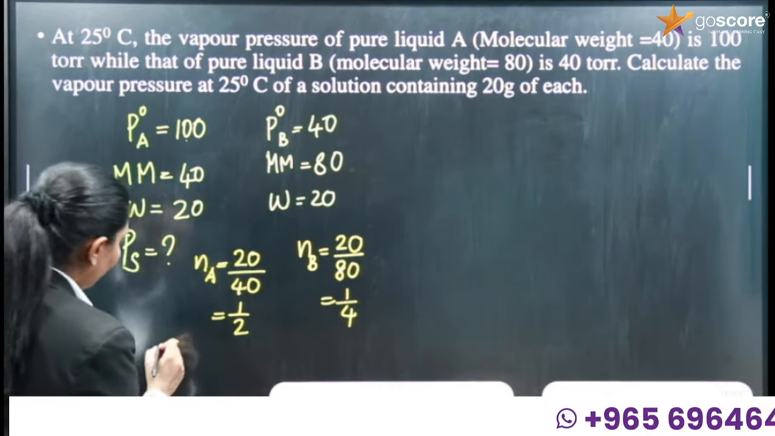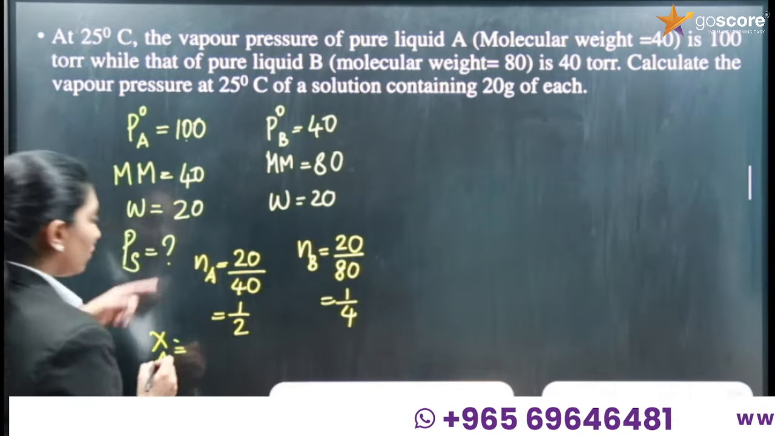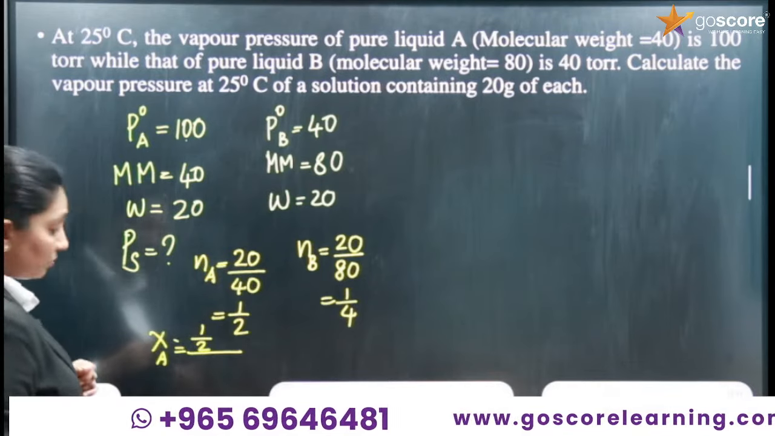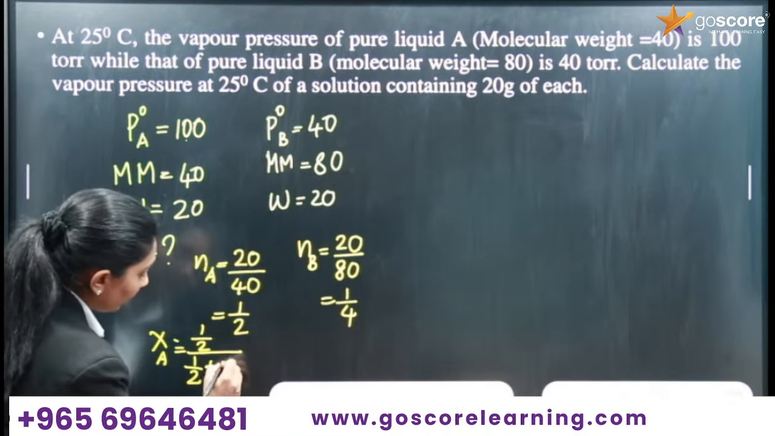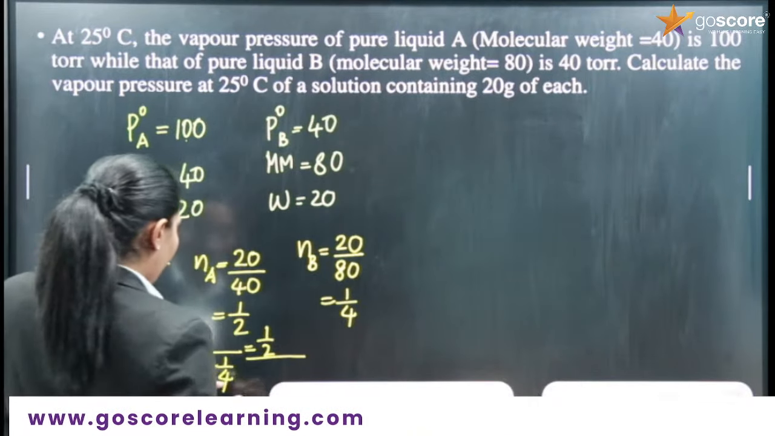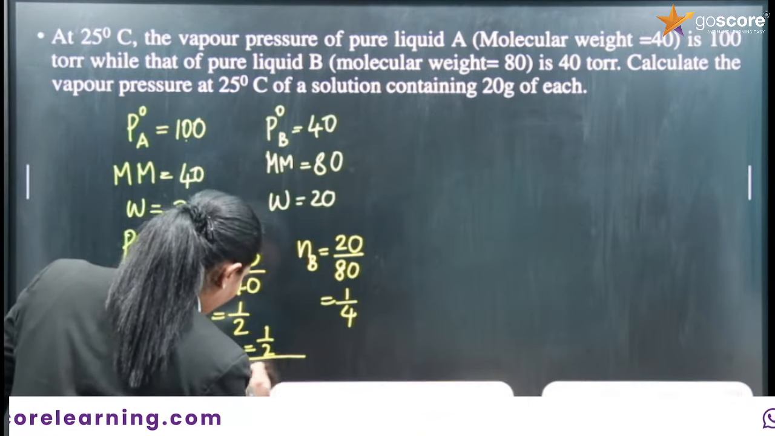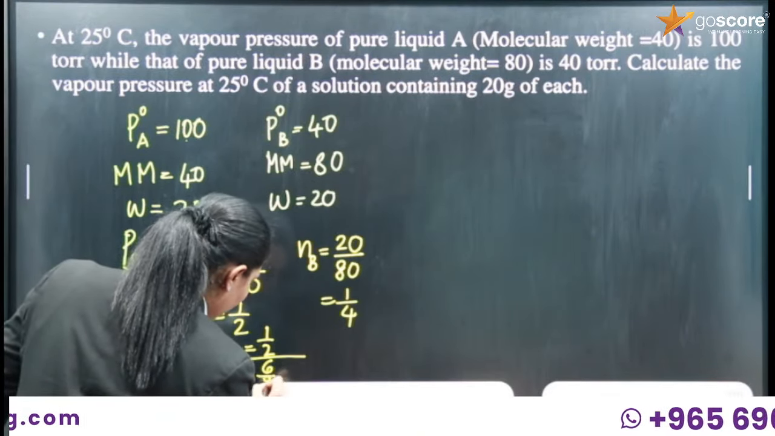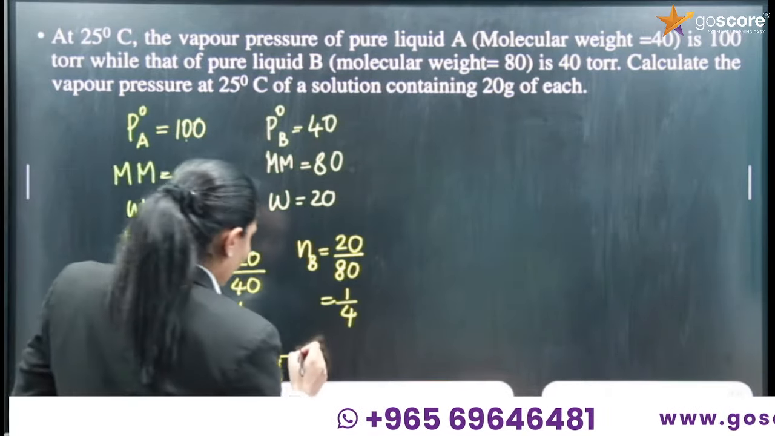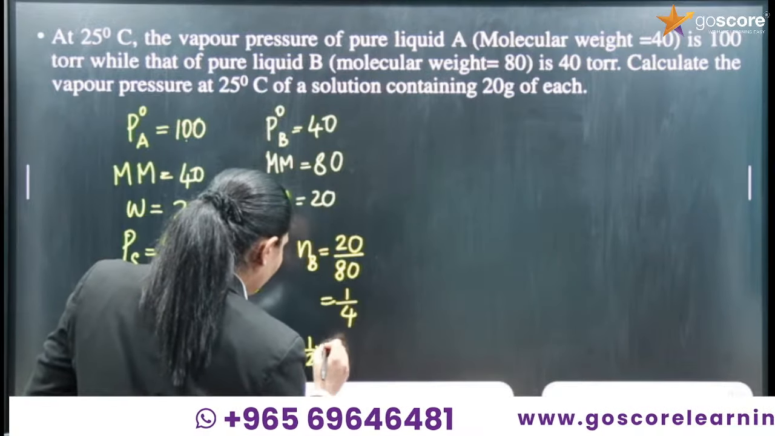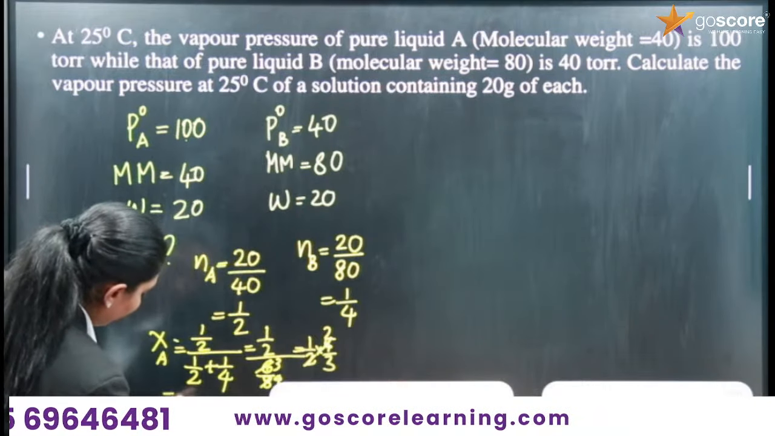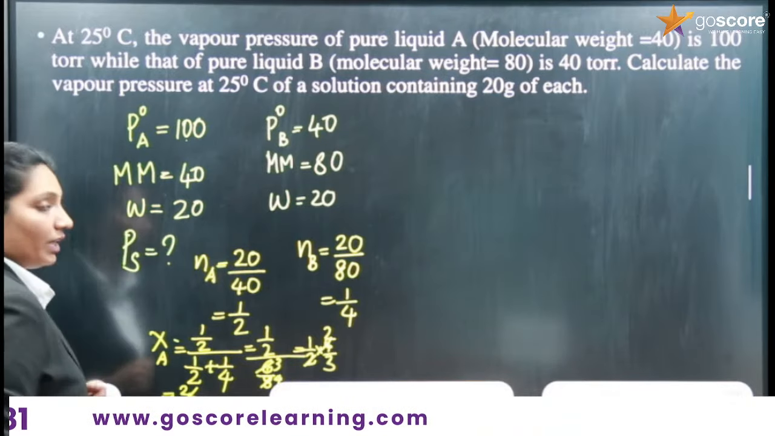For the component A, what is the chi A value? It is the number of moles of A, 1 by 2, divided by the number of moles of A plus the number of moles of B, right? 1 by 2 plus 1 by 4. So what will we get here? 1 by 2 whole divided by 4 plus 2, 6 by 8. That we can write as 3 by 4, right? So when you multiply, you will get 1 by 2 into 4 by 3. That is 2 by 3, the mole fraction of the component A.